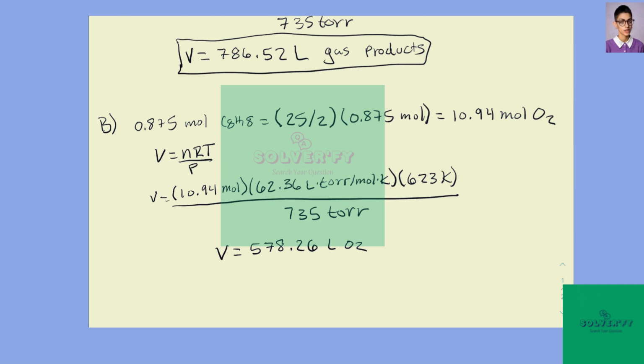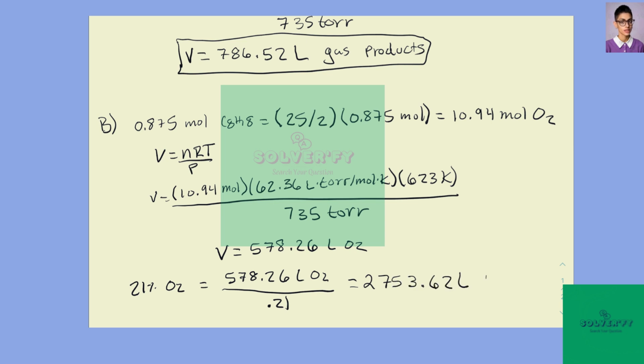Alright, and it says that our air, which is made up of nitrogen, oxygen, and argon, has 21% of O2 in it. So let's get the actual volume of air that we're going to need if it was just O2 reacting. So 21% of our air is O2. This is going to be the volume that we just found, which is 578.26 liters of O2. And we're going to divide that by 0.21 for our 21%. So our new volume of air needed is going to be 2,753.62 liters, and this is of air needed.